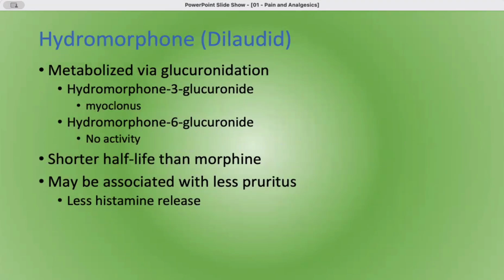Hydromorphone, Dilaudid, is another drug we give mostly for chronic pain and acute pain in inpatients. You see that it's metabolized via glucuronidation, with a fairly short half-life. In surgical settings, you'll see anesthesiologists give microdoses every, say, 10 to 15 minutes based on the patient's pain response. And some people will report less pruritus with hydromorphone compared to morphine, but in an N of 1, my wife seems to be much more sensitive to hydromorphone than morphine. So your mileage may vary with the histamine reactions.